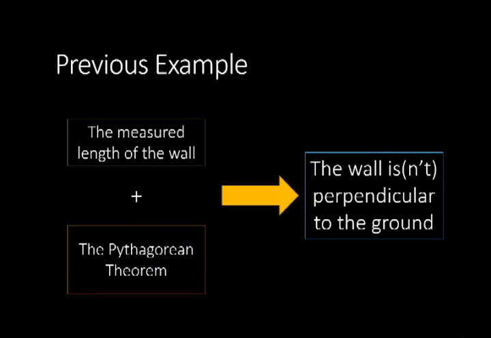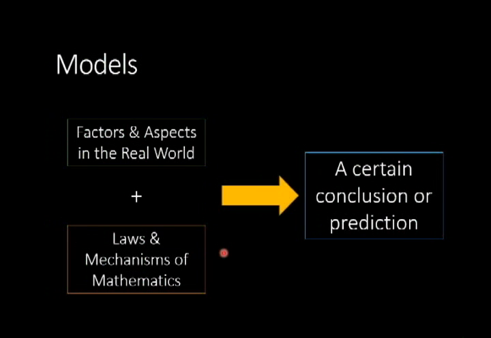So that then gives us the basic outline of what every model looks like, which is that factors or aspects of the real world, or I guess you can call them observations in some cases, together with laws and mechanics of mathematics, so basically any statement of mathematics or even logic, together make a certain conclusion or prediction. Now that's the interesting part.